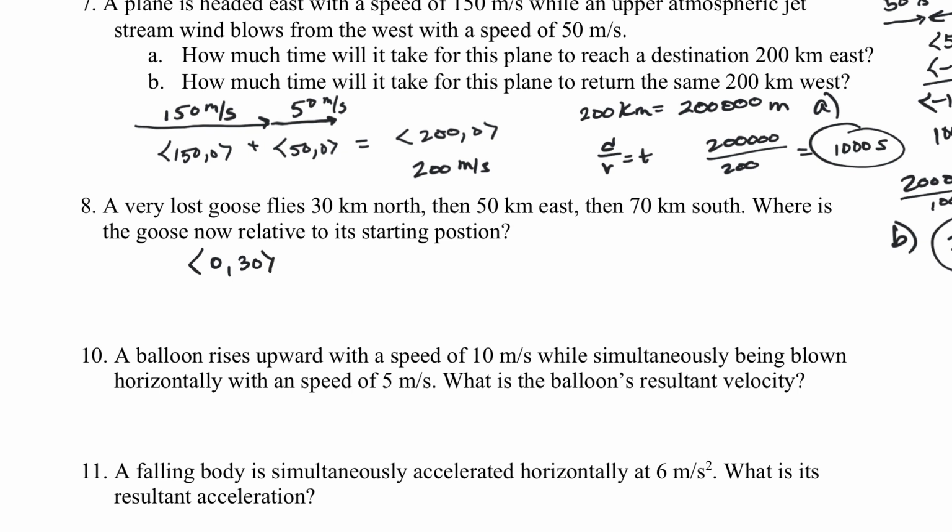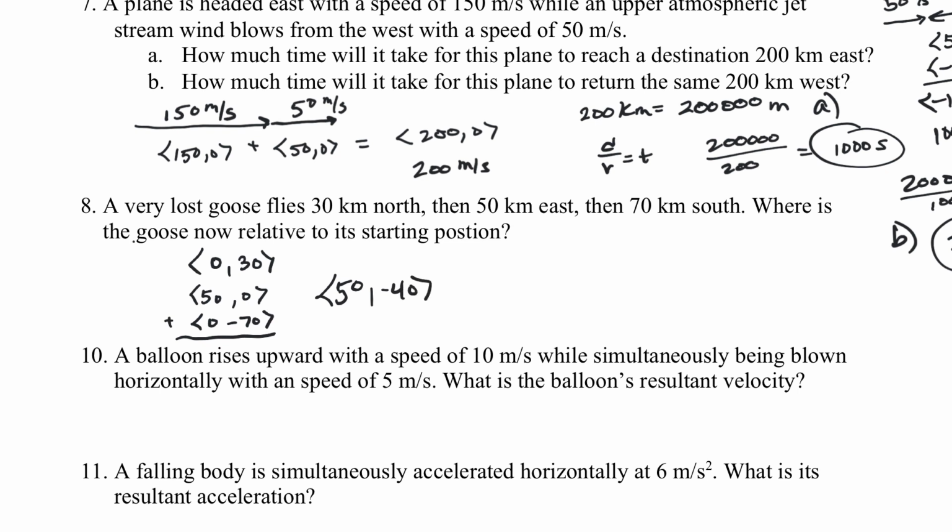Then 50 kilometers east. East would be the x-axis, so that's 50, 0. Then 70 kilometers south, so that's going to be 0, negative 70. If I have all the vector components like this and I want to know where the goose is at this moment, from the very beginning to the final destination, we just add them all together. The sum of all those vectors would look like this: 50, negative 40.